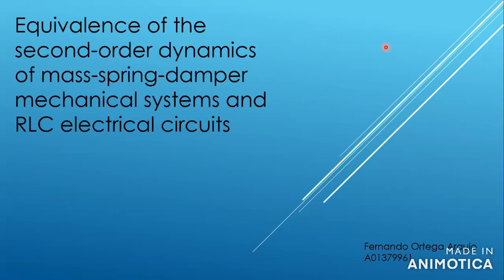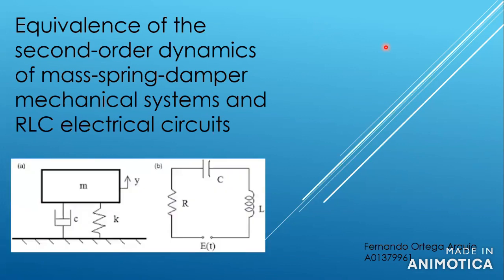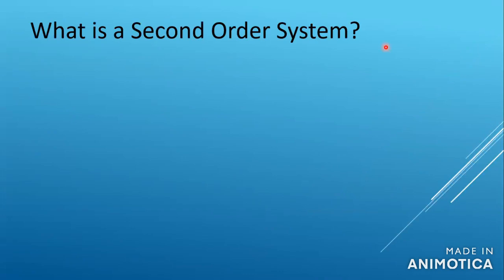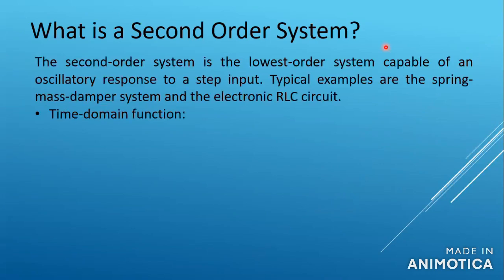I'm going to talk about the topic: equivalence of the second order dynamics of mass spring damper mechanical systems and RLC electrical circuits. Now, what is a second order system? The second order system is the lowest order system capable of an oscillatory response to a step input. Typical examples are the spring mass damper system and the electronic RLC circuit.